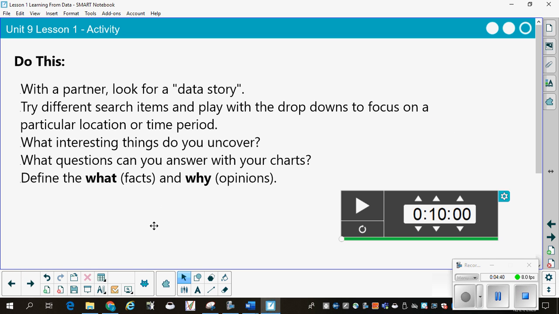What I want you to do is, if we are still virtual, or if you are doing this at home on your own because you missed class, then you'll do it by yourself. Otherwise, in class, we want to work with a partner, and you want to look for a data story. It's a lot more interesting to talk about the data and what you think is happening. Try different search items and play with the drop-downs to focus on a particular location or time period. What interesting things do you uncover? What questions can you answer with your charts?